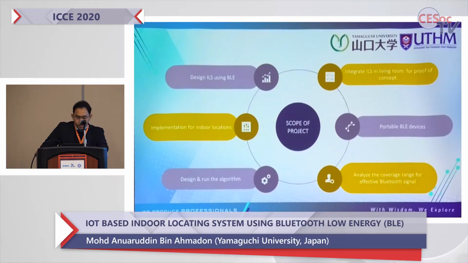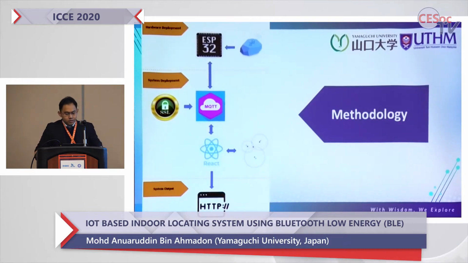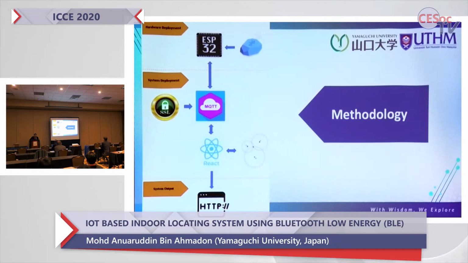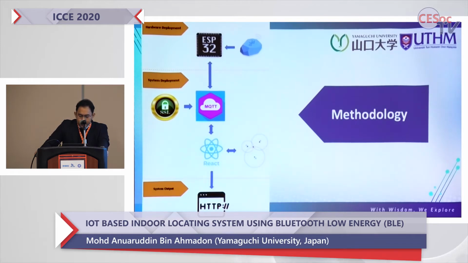The scope of this project is, first, to design ILS using BLE and implement it for indoor locations; design and run the algorithms; integrate ILS in a living room for proof of concept with portable BLE devices; and analyze the coverage range for effective Bluetooth signals. The methodology is as follows. First, in the hardware development stage, we use ESP32 chips for Bluetooth connections. For the system development, we use MQTT with the broker in the middle, and we use React for the user interface, which includes security using TLS. Then the output will be on the browsers.